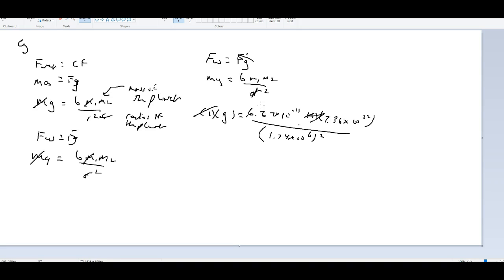7.36 exponent 22 divided by 1.74 exponent 6 squared. Oops, that's 6 squared, delete. Took that in wrong. And I get the acceleration of gravity on the moon. Acceleration of gravity on the moon is 1.62 meters per second squared. And by the way, that is the acceleration due to gravity on the moon.